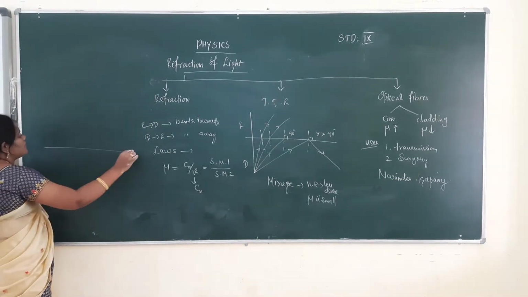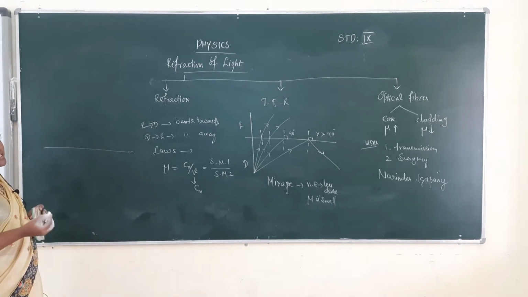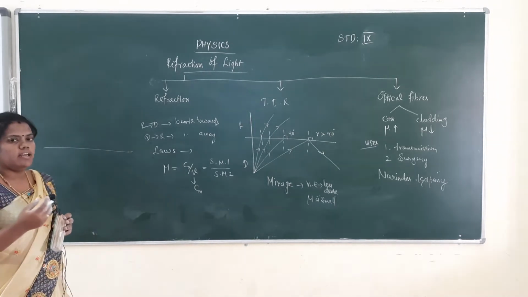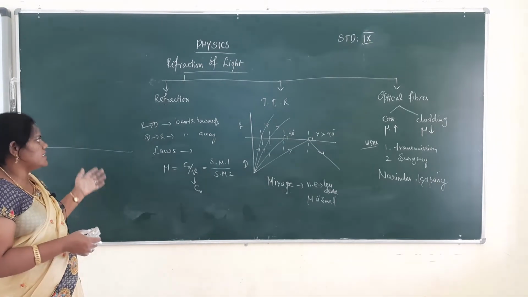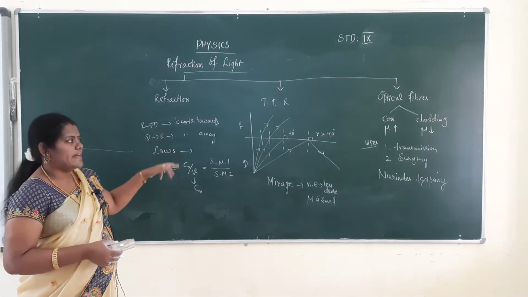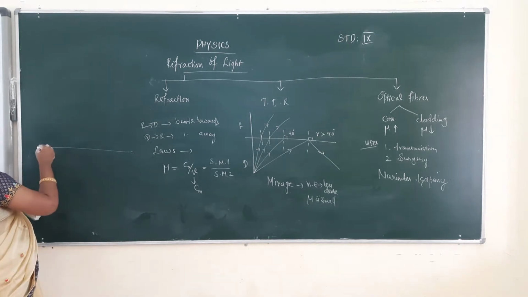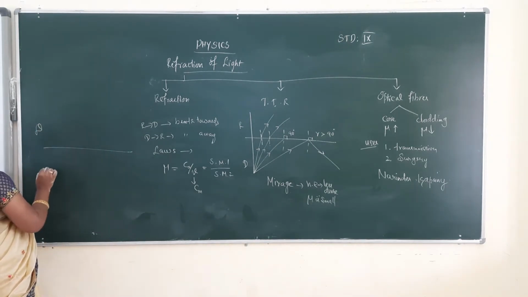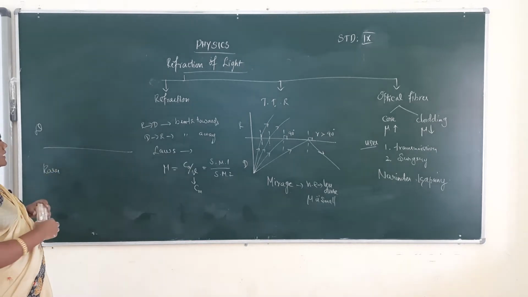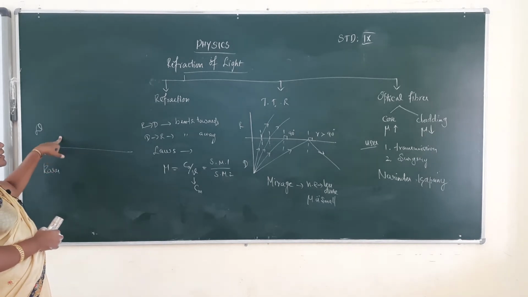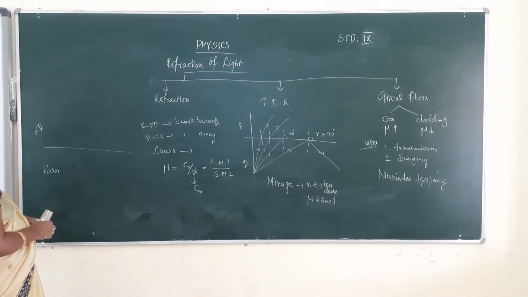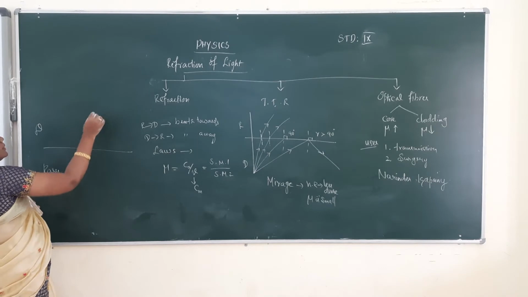Taking denser medium and rarer medium. Denser medium means a medium with higher density. A medium with lower density is called a rarer medium. Mostly the rarer medium is air. Air is the rarer medium. So light will be passed from rarer medium to denser medium.